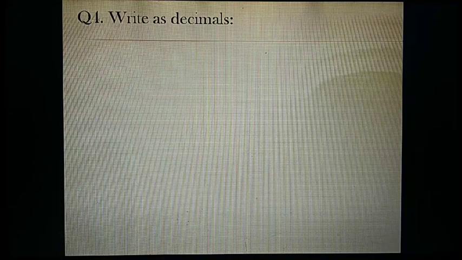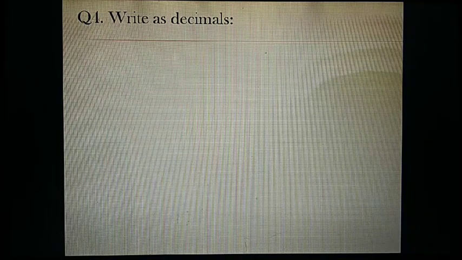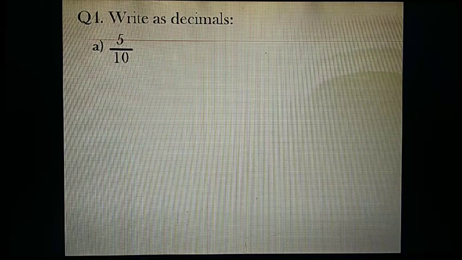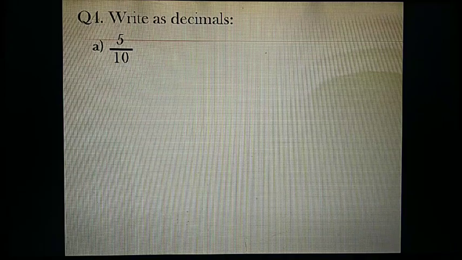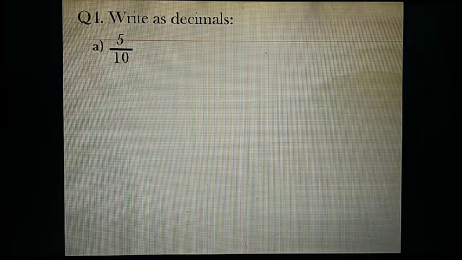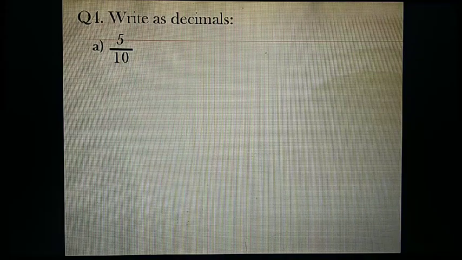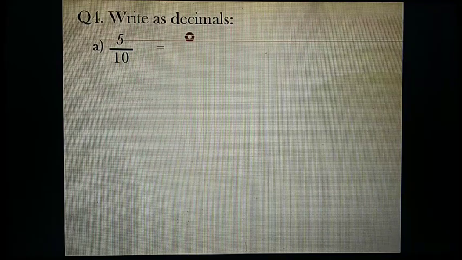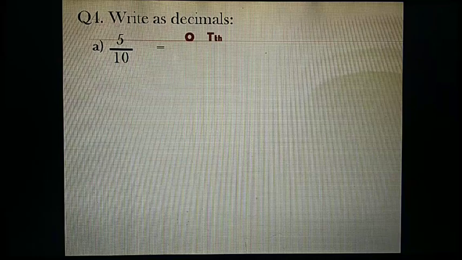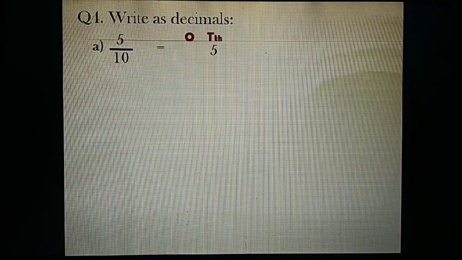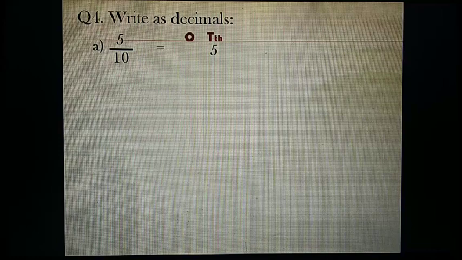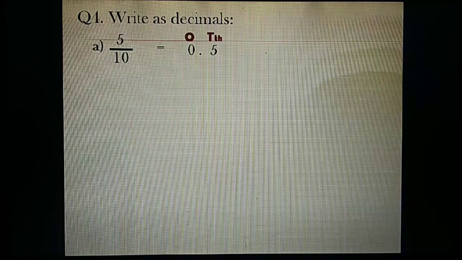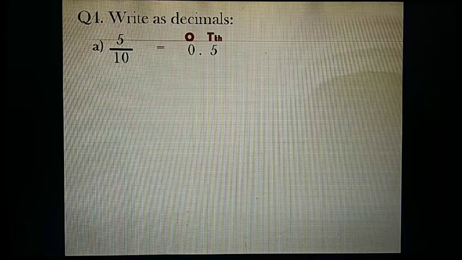Question number 4. Write as decimals. 5/10 means 5 is in the tenths place. We can use the place value chart to write the number in decimal as ones, tenths. 5 is in the tenths place. No value for the ones place, so 0. And a point between ones and tenths. So the answer will be 0.5.